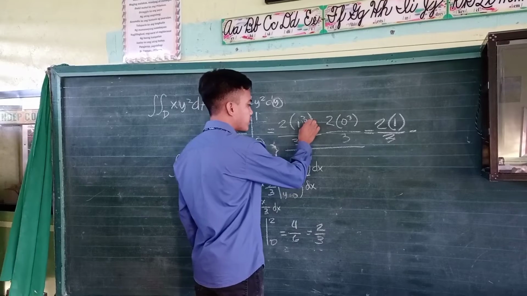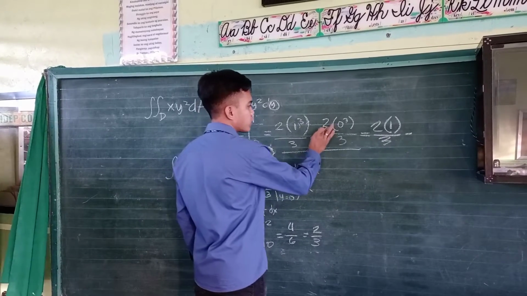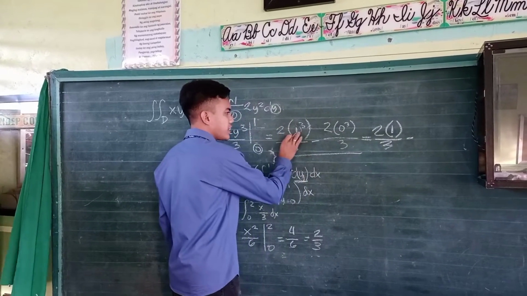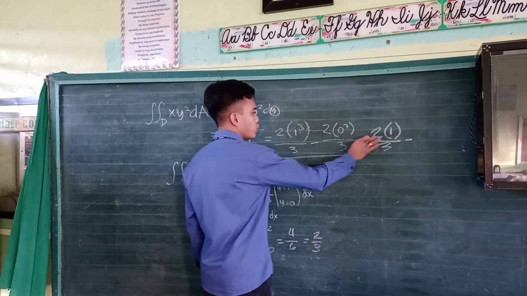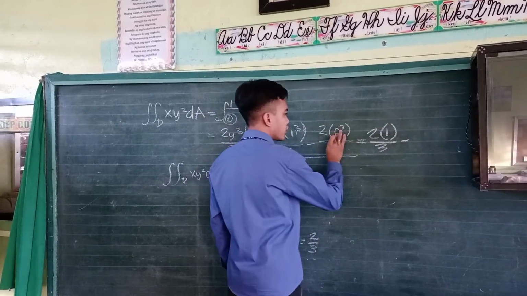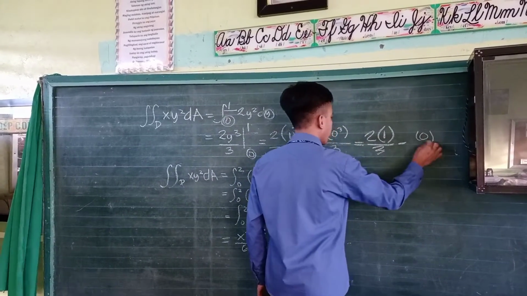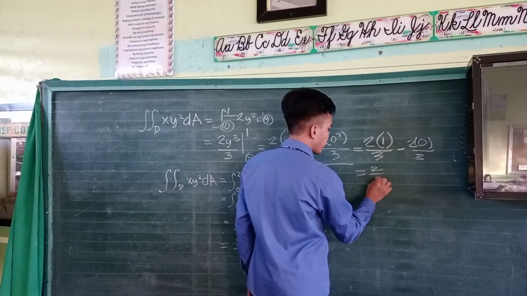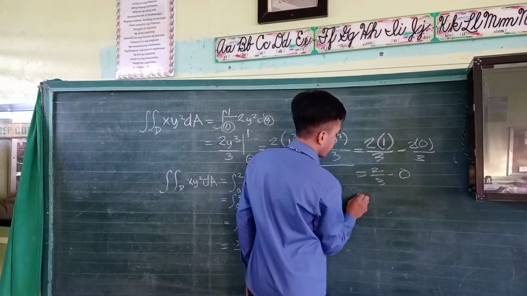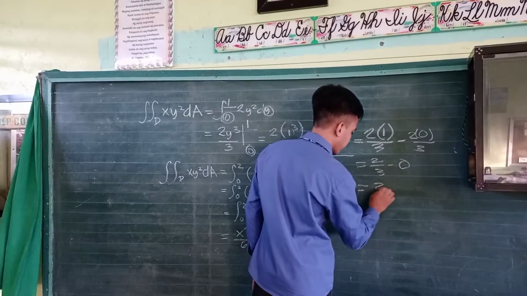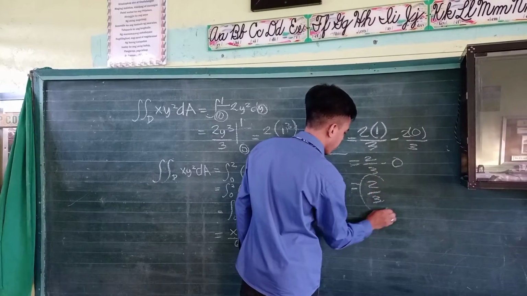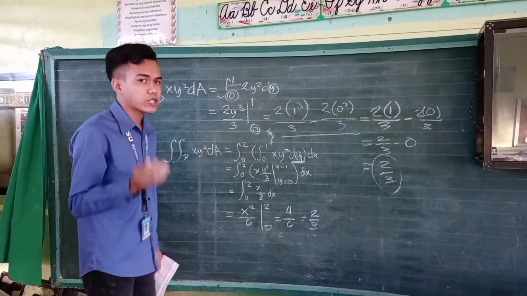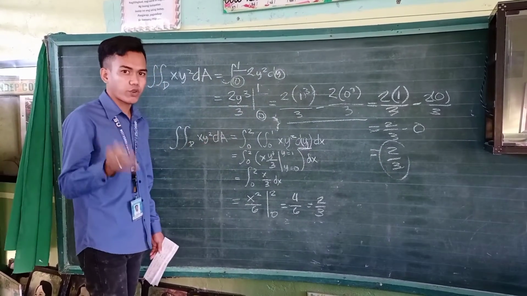So 2 times 1 raised to 3 all over 3 minus 2 times 0 raised to 3 all over 3. Which will become 1 raised to 3 is equal to 1, times 2 all over 3, minus 0 raised to 3 is 0, times 2 all over 3, is equal to 2 all over 3 minus 0, which will become 2 all over 3. Is it clear?